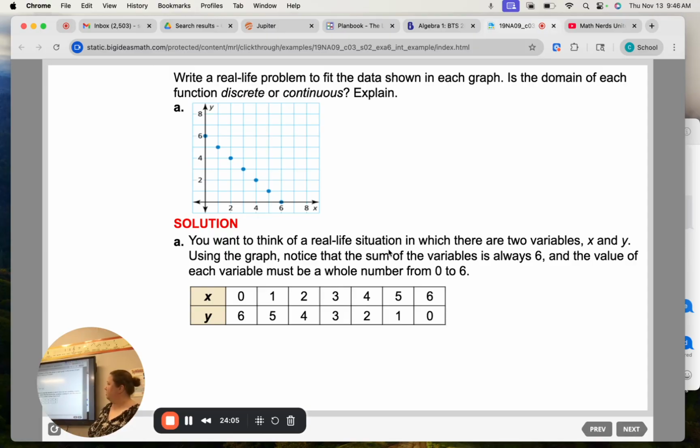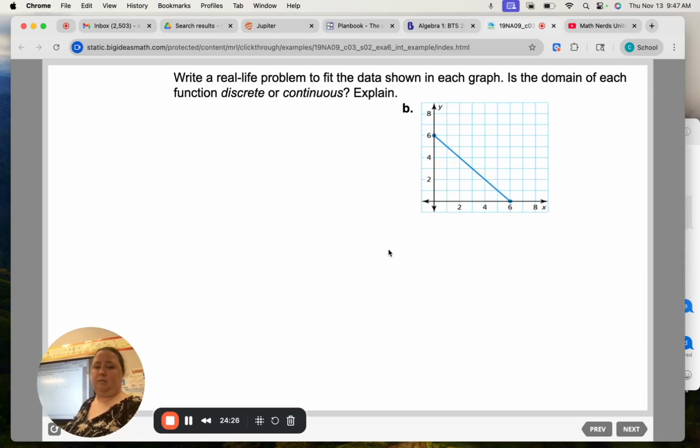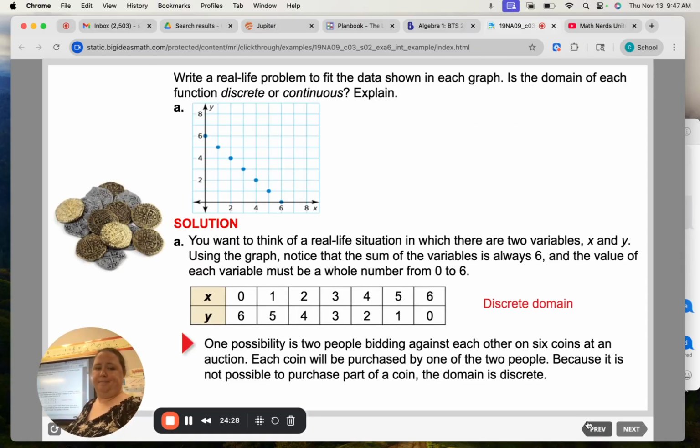So as I spend $1 on candy, if I buy a piece of candy, well, that would be an increasing line, no, because this could be your money. So this is money and this is candy. I spend $1, I got a piece of candy. I spend another $1, I got a piece of candy. So you just have to tell me something that works. Oh, look, they did money. They're buying 6 coins at an auction.